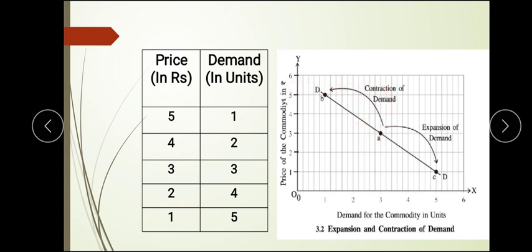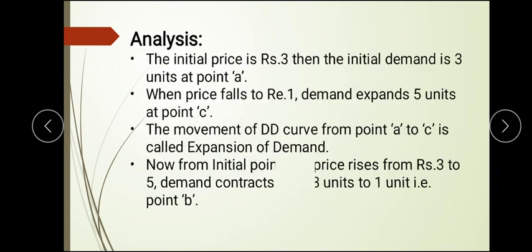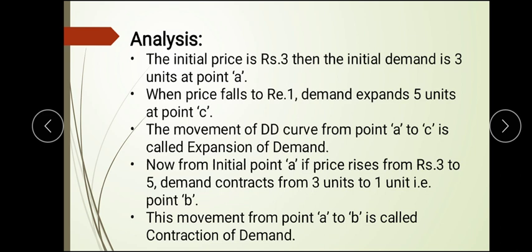So there is a contraction of demand because there is an increase in price and the demand has reduced. That's why it is called contraction of demand. So that particular movement from A to B is called contraction of demand. I hope you are clear with this diagram. The only thing you have to think about is where the demand is contracting, that is contraction of demand, because there is a rise in price.